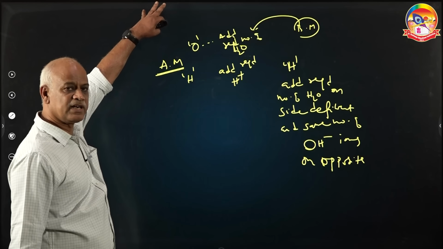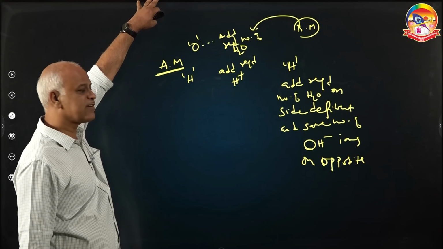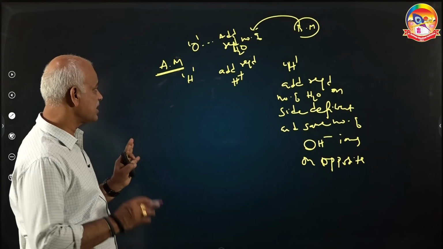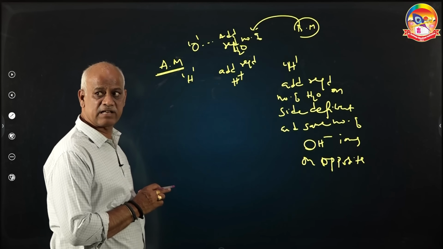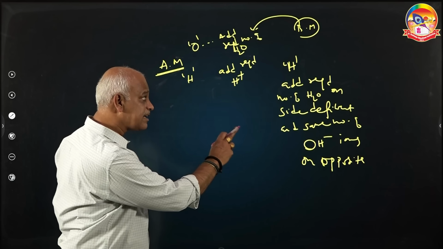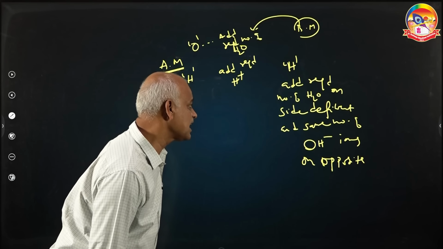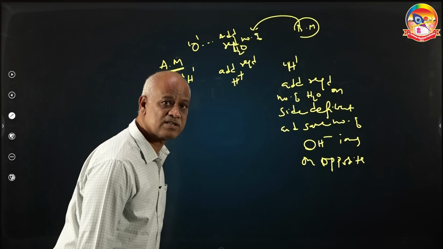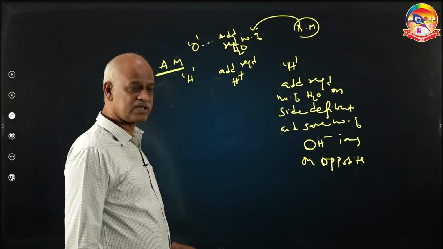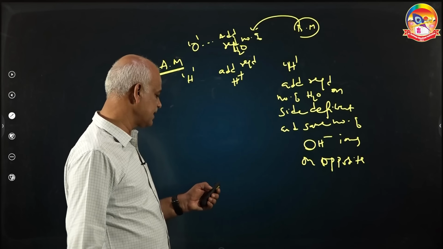Whether it is acidic or basic medium, for balancing oxygen, add the required number of water molecules wherever required. For hydrogen, if it is acidic medium, add the required number of H plus ions. If it is basic medium, add the required number of water molecules on the side deficient and the same number of OH minus on the opposite side. When you are balancing two equations, you will understand the concept better. I will do one acidic medium and one basic medium.